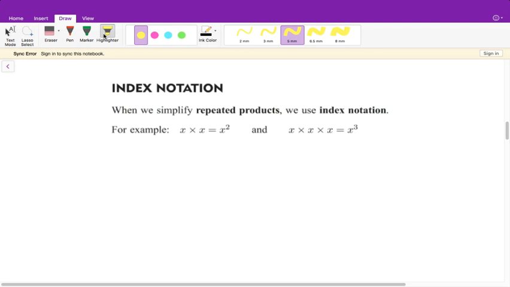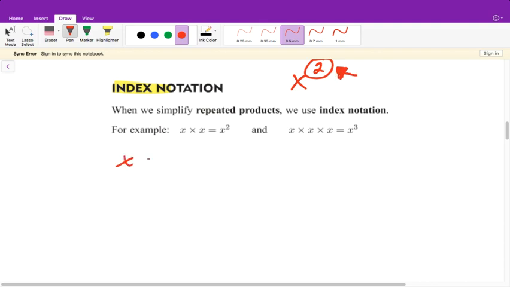All right, the last form that we did was product notation, which means multiplying together. Here we have index notation, and index notation is where we have something raised to a power. So this is written in index form because we have a power. So whenever we see index notation, that means we are rewriting something raised to a power.